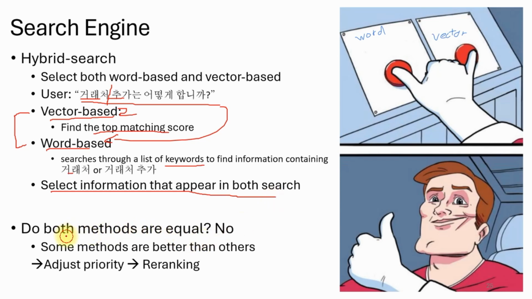So are both methods equal? Like if the thing appears in the vector base and the thing also appears in the word base, are both equal? The answer is no, because in practice, some methods are better than others. So instead of judging everything equally, let's adjust some priority. And this adjusting of priority leads to a technique called re-ranking, to re-rank our search values.